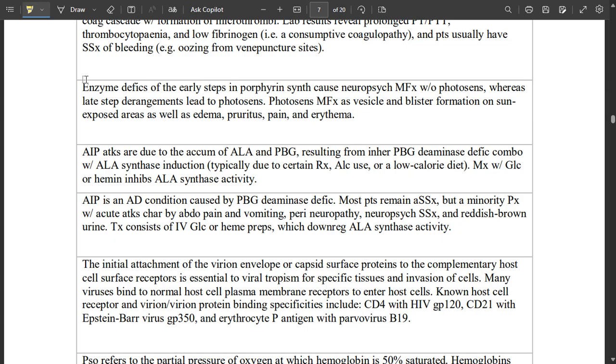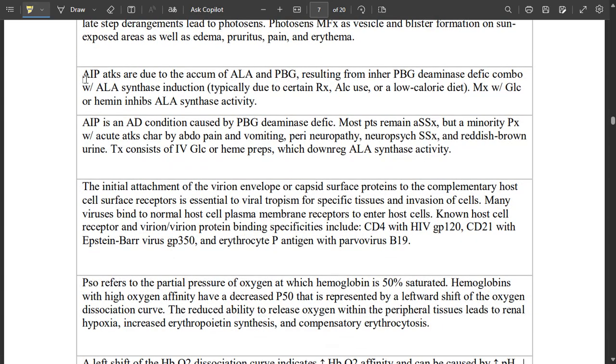photosensitivity manifestations such as vesicles and blister formation on sun-exposed areas, as well as edema, pruritus, pain, and erythema. So the common symptoms of photosensitivity are vesicles, edema, pruritus, pain, and erythema. All of them appear when there are late step defects in enzymes, whereas early defects lead to neuropsychiatric manifestations without photosensitivity. Okay, AIP, acute intermittent porphyria.